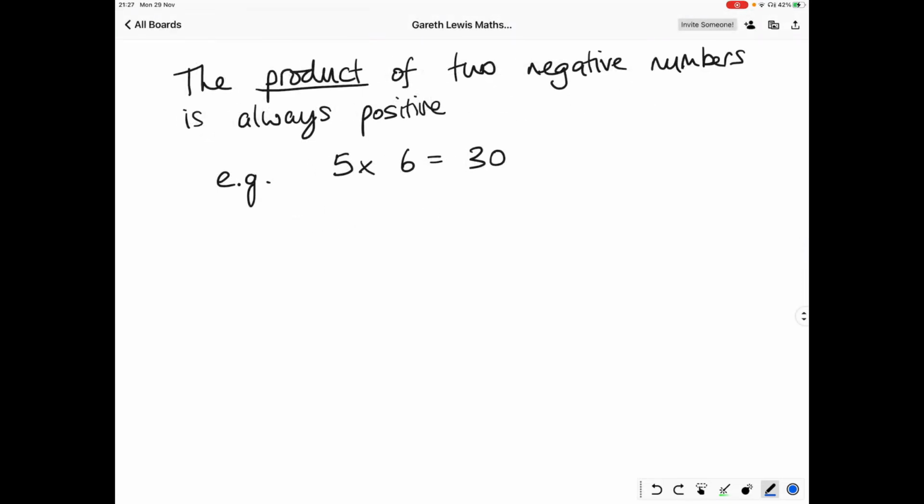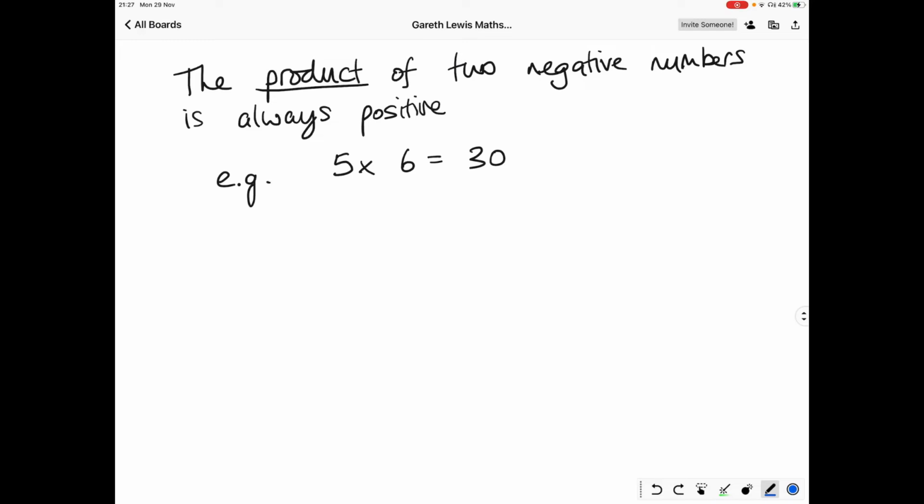The product of two negative numbers is always positive, but beware of saying two negatives make a positive, because although it's true in this case, if you remember that rule, you're likely to end up thinking that the sum of two negatives is positive as well, which isn't true.